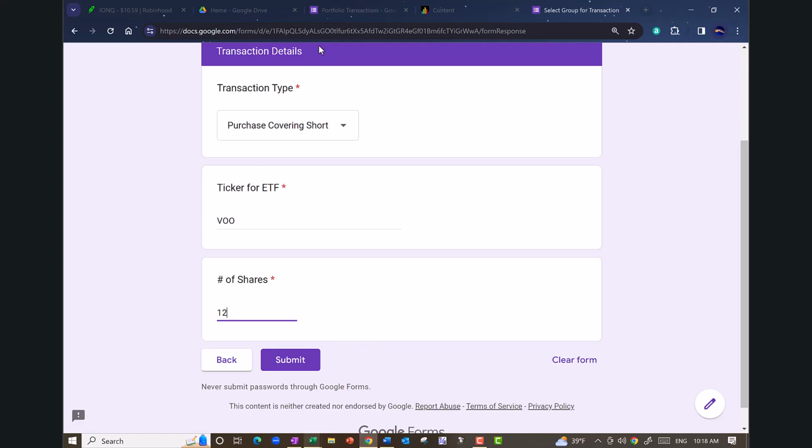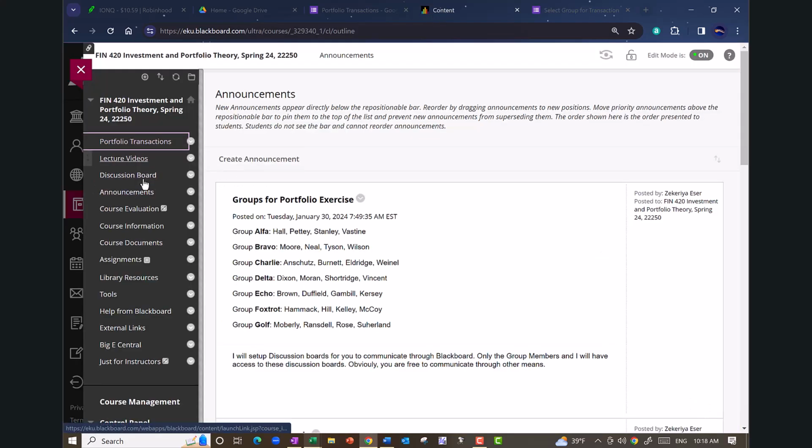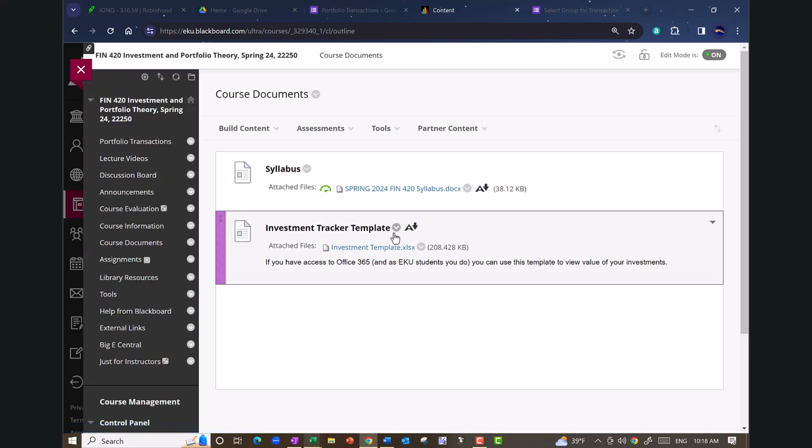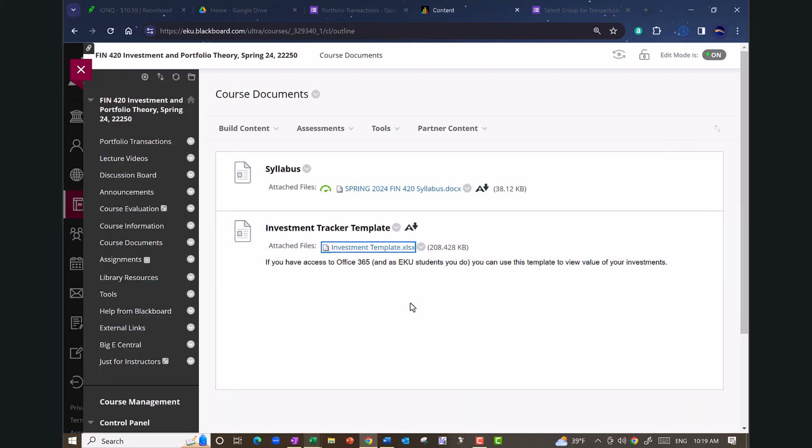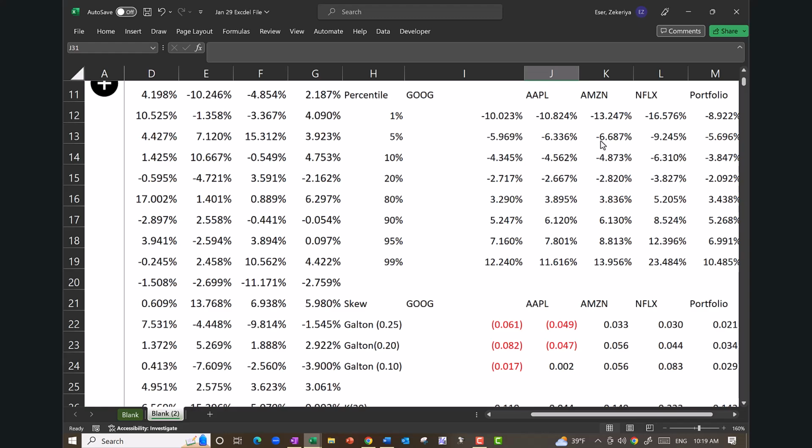And I also posted a little Excel file. I think under course documents. This is a template that Microsoft has created. If you have Office 365, this will work for you.